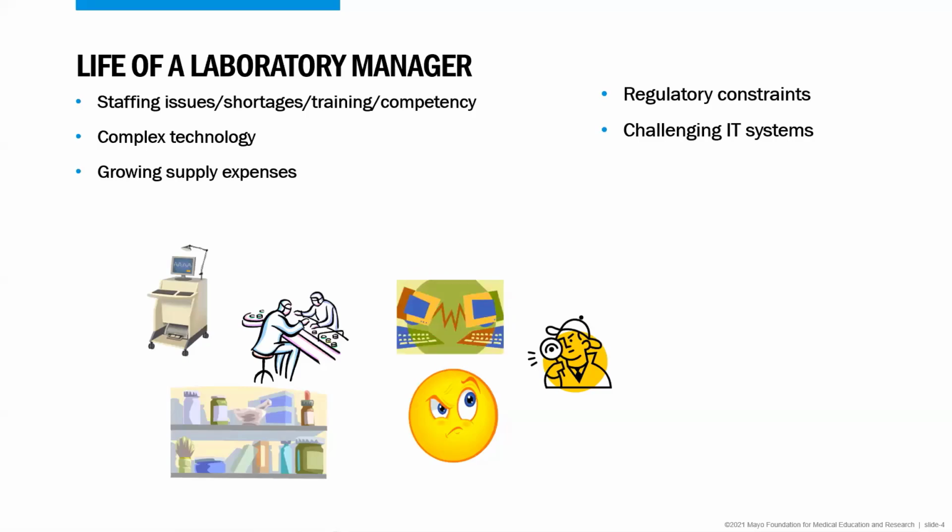IT systems. Just like the technology changing with supplies and equipment, the software itself is also continually changing. We have different lab information systems. We have other ancillary IT systems that we use. How do we make sure that we are competent and fluent to use these IT systems? So anytime we have a new IT system, we need to make sure that our staff are trained on those IT systems and are competent so they can use them efficiently.